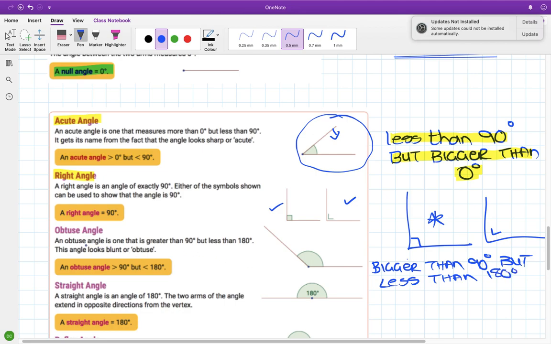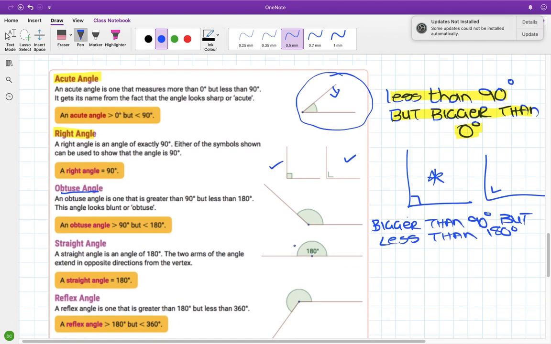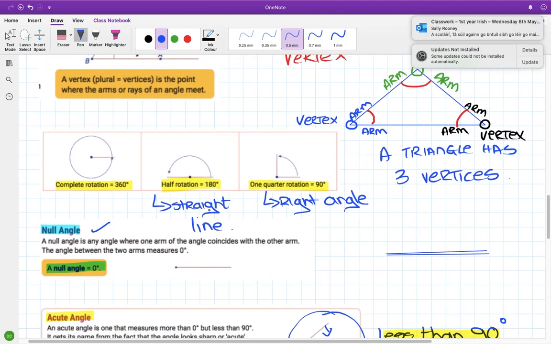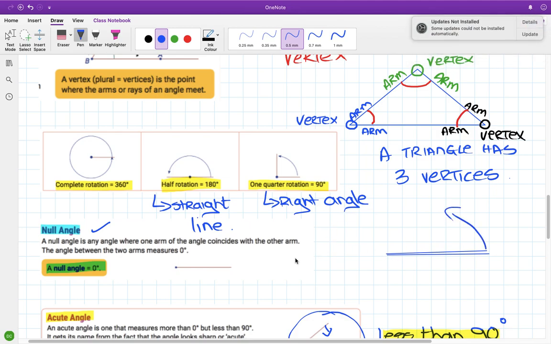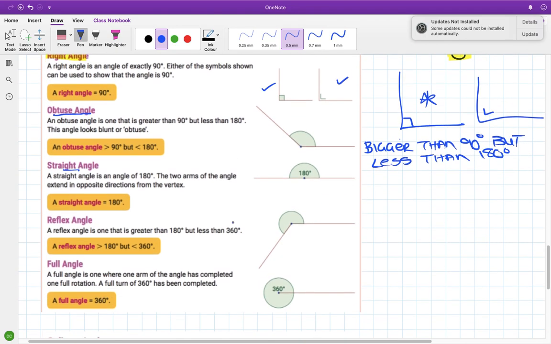Okay, that's for obtuse. Now, moving down, a 180-degree angle is actually called a straight angle. Okay, and remember up here, I told you that when you rotate this up and around and keep going until you get to half a rotation is 180 degrees. And when you're at that point, the line looks straight. So for that reason, it's called a straight angle. Okay, so a straight angle looks like this.